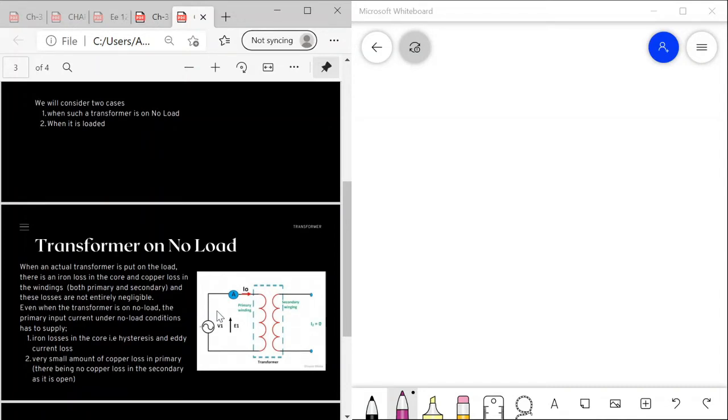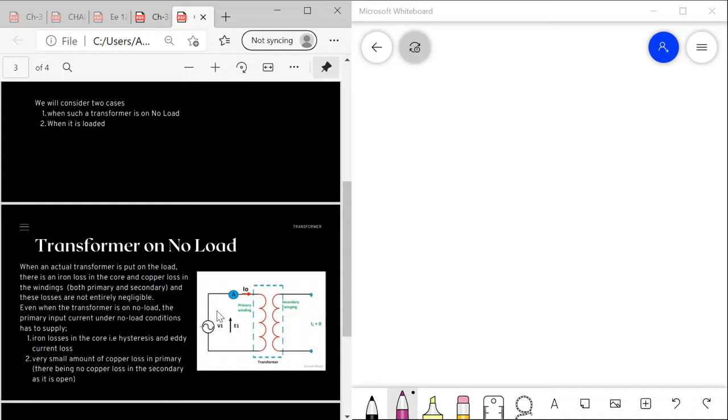In our previous discussion, we assumed an ideal transformer, one in which there were no core losses and copper losses. But practical conditions require that certain modifications be made in the foregoing theory. When an actual transformer is put on load, there is an iron loss in the core and copper loss in the windings, both primary and secondary, and these losses are not entirely negligible.